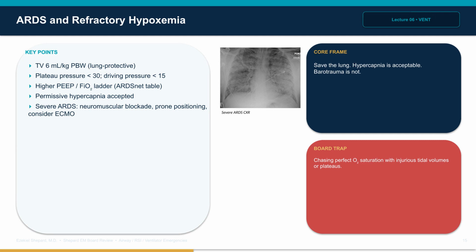Use a higher PEEP and FiO2 ladder, often guided by the ARDS net table that pairs increasing PEEP with increasing FiO2. Permissive hypercapnia is acceptable. Avoid chasing a perfect oxygen saturation with injurious pressures. Severe ARDS may require neuromuscular blockade, prone positioning, and ICU level support. The board concept is that lung protective ventilation saves lives, even at the cost of hypercapnia.